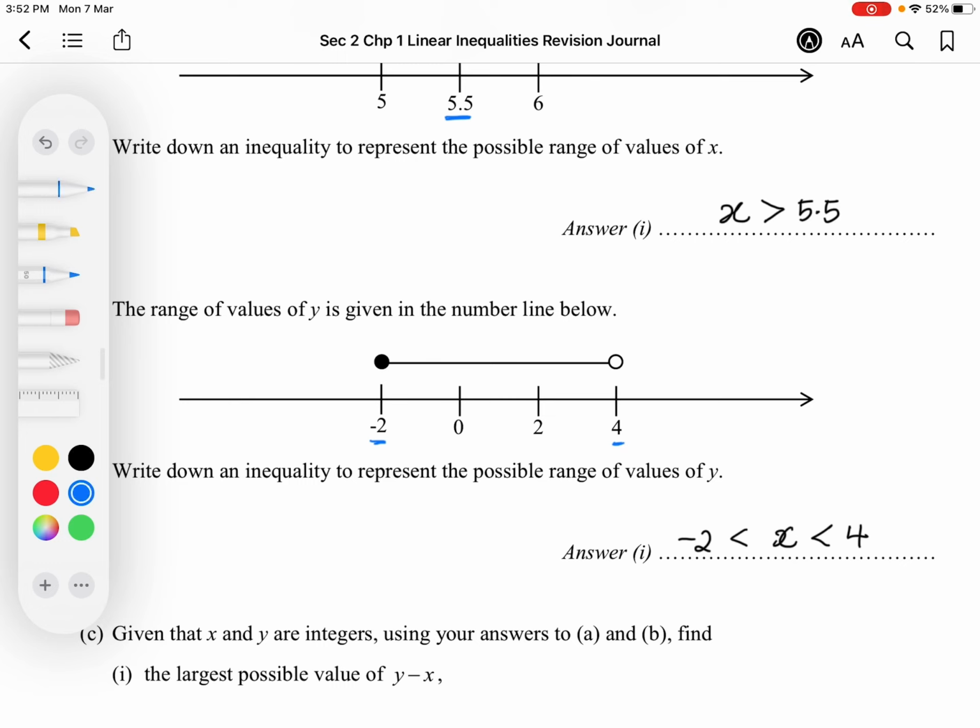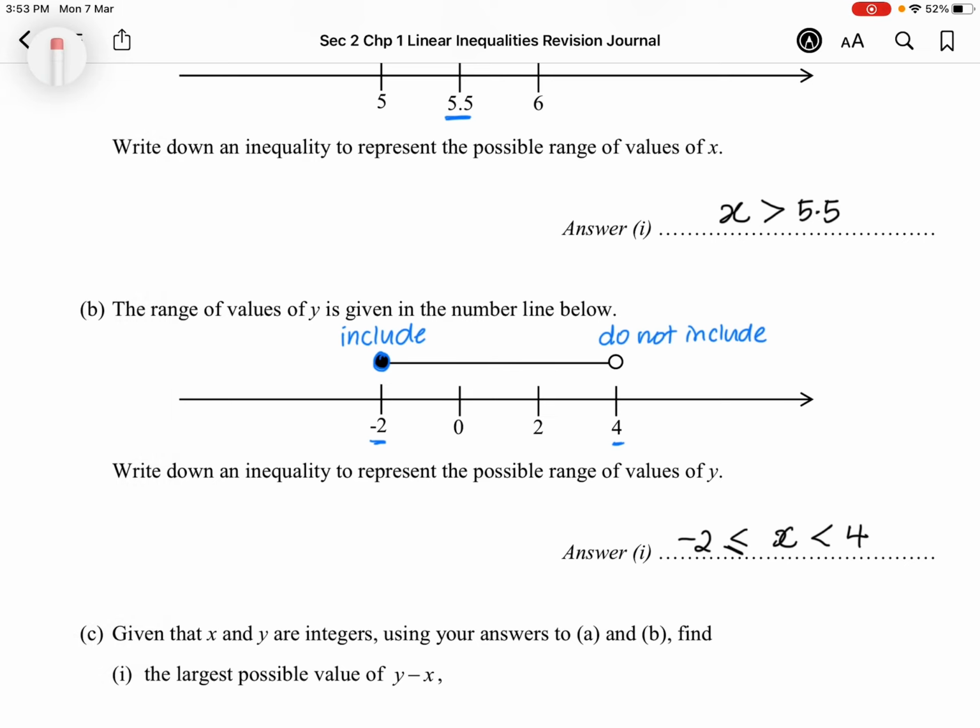The next thing we want to check, this over here is a solid circle. Solid circle means it includes the number -2, so I need to add the equal sign over here. And this one over here is an empty circle, so it does not include the number. So there's no equal sign on this side. This is the final answer: x is in between -2 to 4, but it can include -2. Have you gotten your answer?